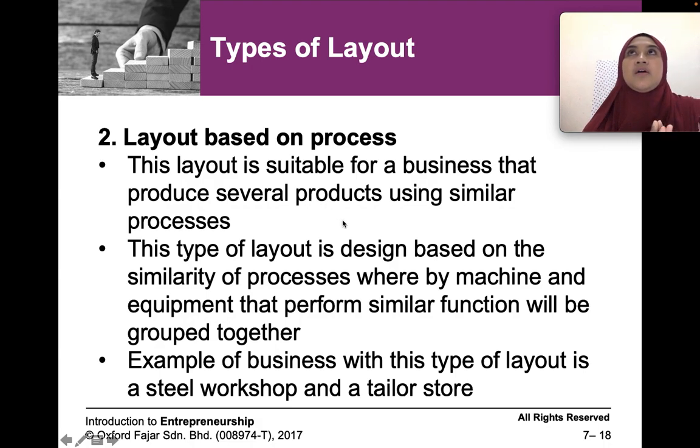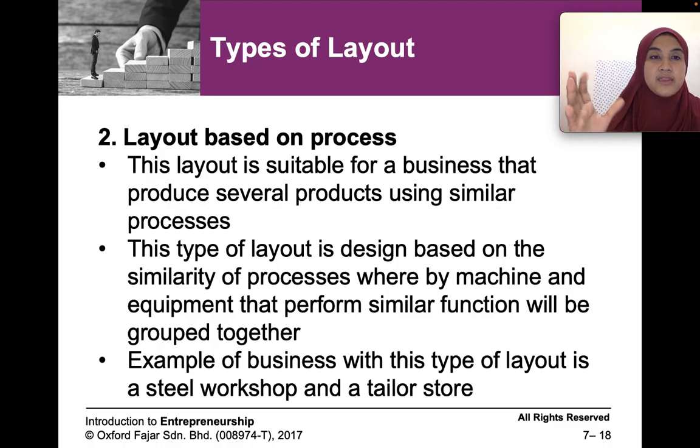This layout is suitable for a business that produces several products using similar processes. For example, a manufacturing company that produces wood furniture. In the factory of wood furniture, for example, there is a section for cutting the wood, and then a section for sticking the wood using a special glue, and then a section for carving the wood, according to the process that is involved.